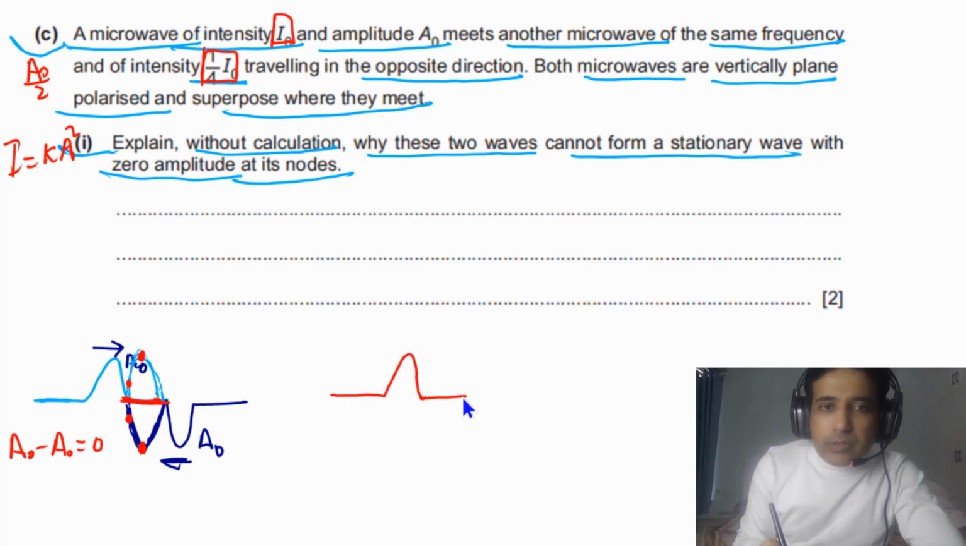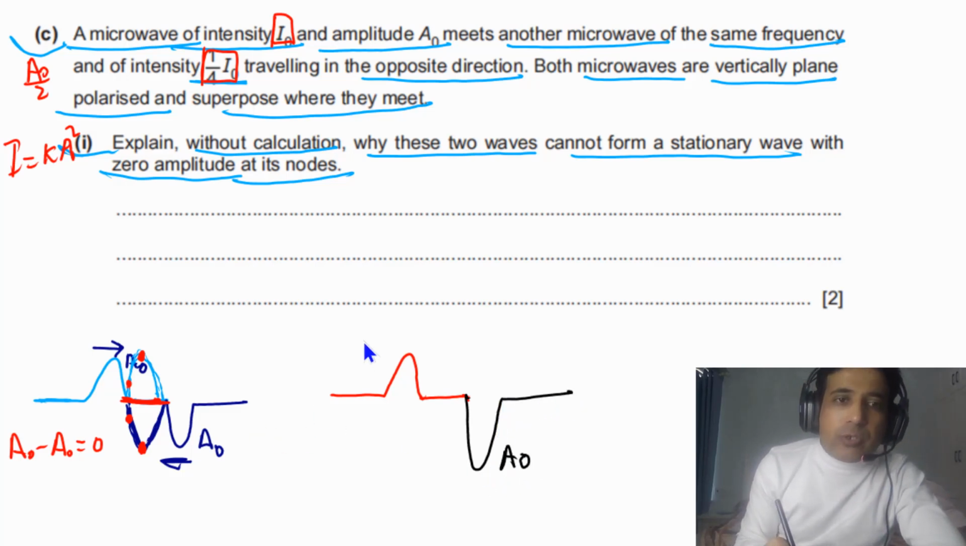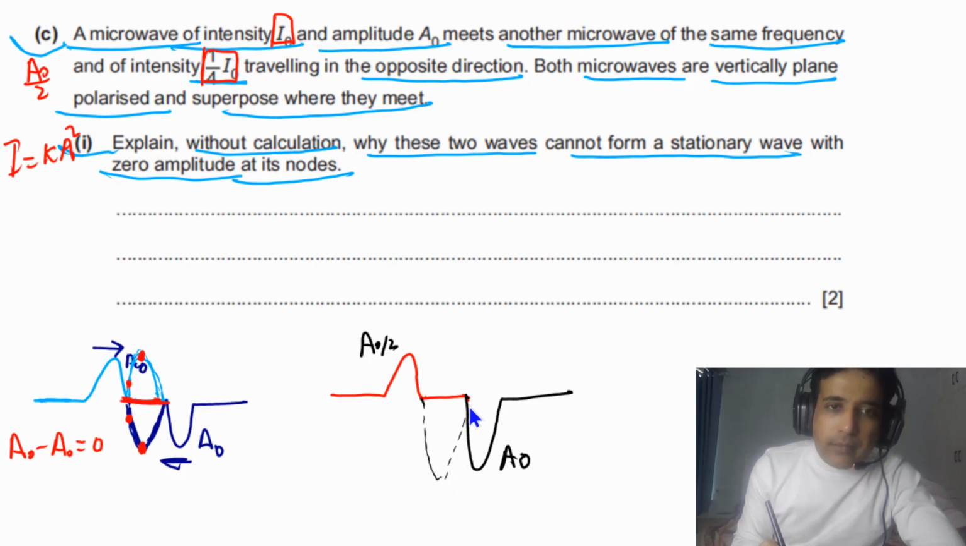And for the other wave, we can use different colors. So let's say we have this another wave. So these are two different waves in this case. This wave has amplitude A naught, and this one has amplitude A naught by 2. So when these two waves meet, let's say they meet at this point. So we have the red wave, we can redraw. So this one is the red wave.